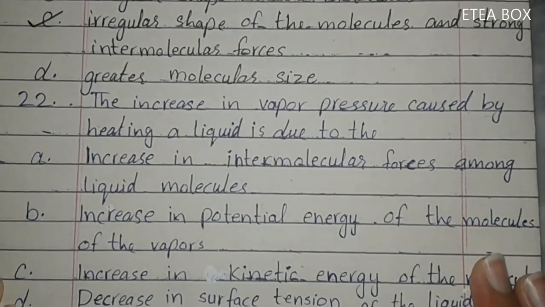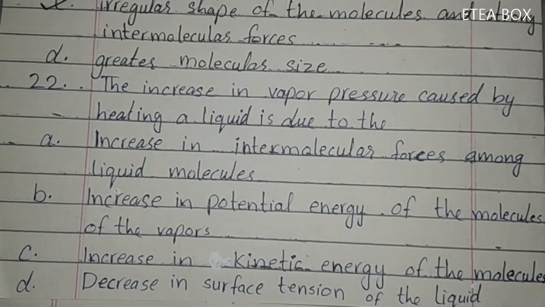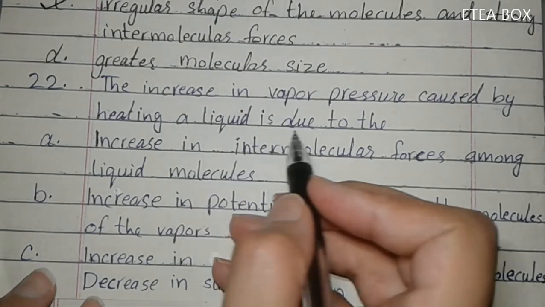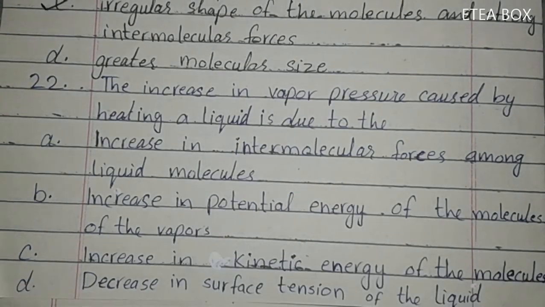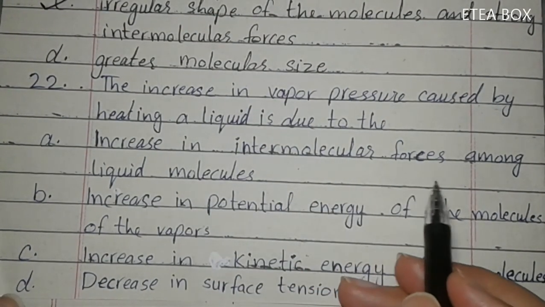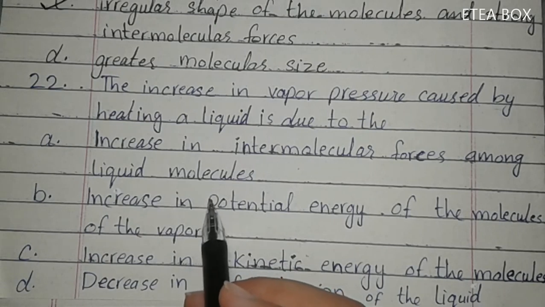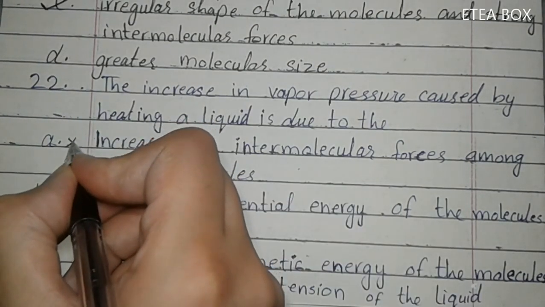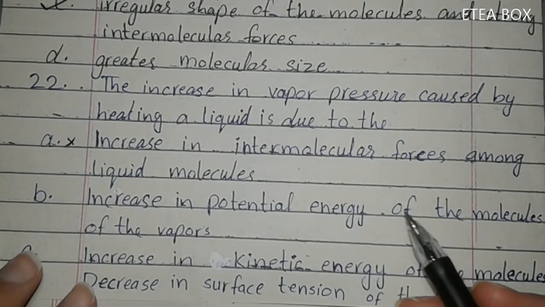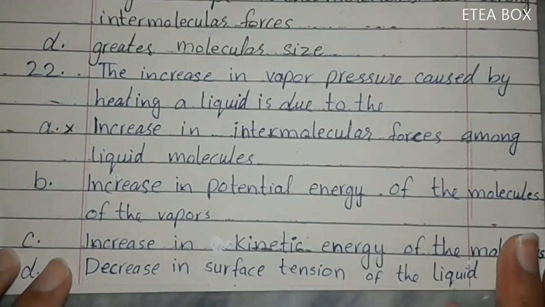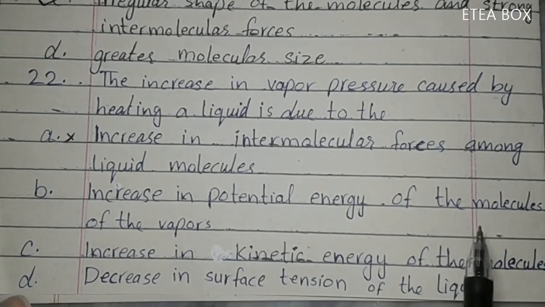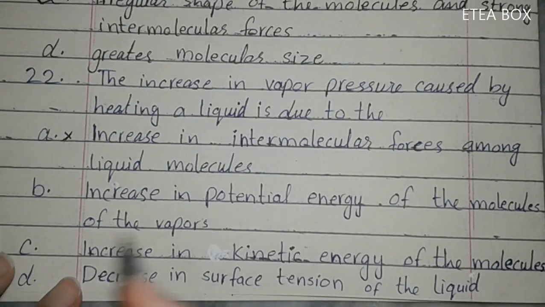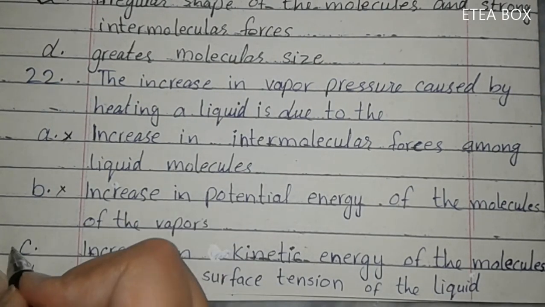Next one, 22. The increase in the vapor pressure caused by heating a liquid is due to. Option A, increase in the intermolecular forces among the liquid molecules. It's wrong. If the intermolecular forces are strong, then the vapor pressure will be less. Option B, increase in the potential energy of the molecules of the vapors. No, it's also wrong. Increase in the kinetic energy of the molecules. That one is correct.